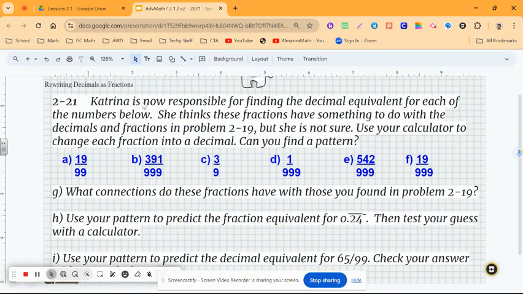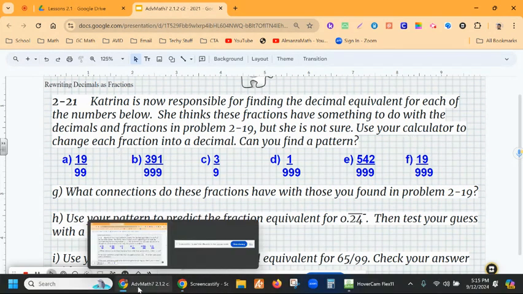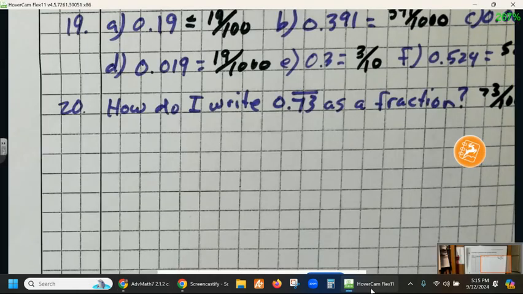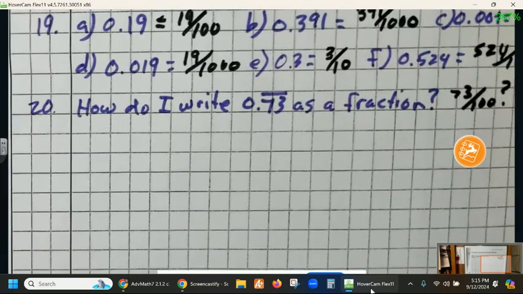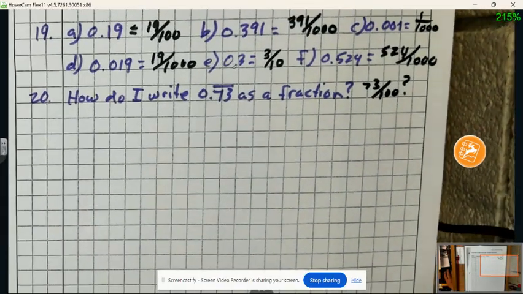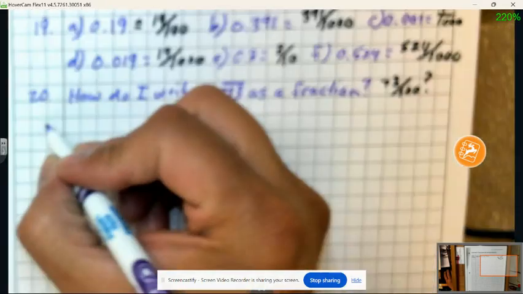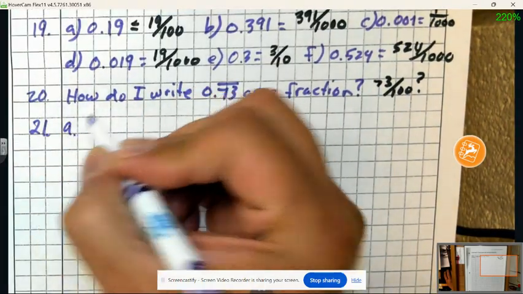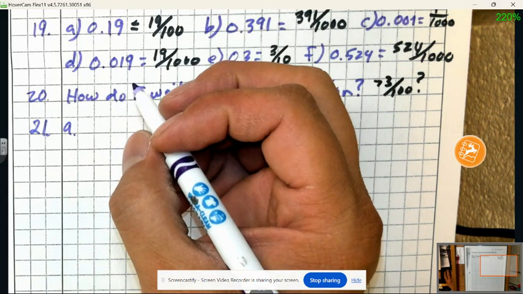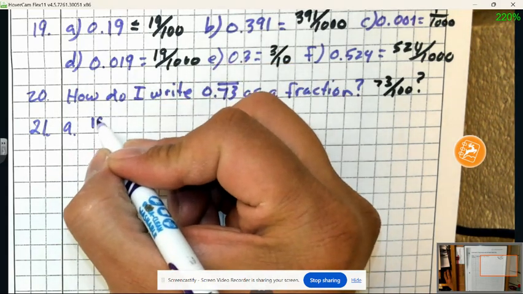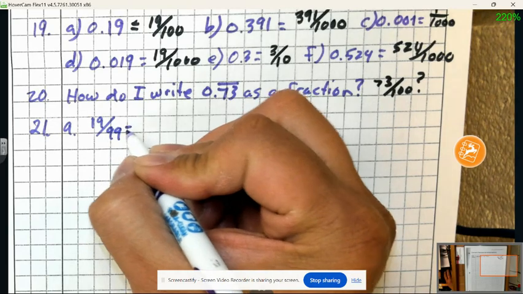So Katrina is now responsible for finding the decimal equivalent for each of the numbers below. She thinks these fractions might have something to do with the decimals and fractions in the previous problem, but she's not sure. So we're going to use our calculator and find these different values. Okay, so our first one, and have your calculators out. You can pause this for everyone to get their calculators out. And problem number 21A. Our first expression is 19/99ths.